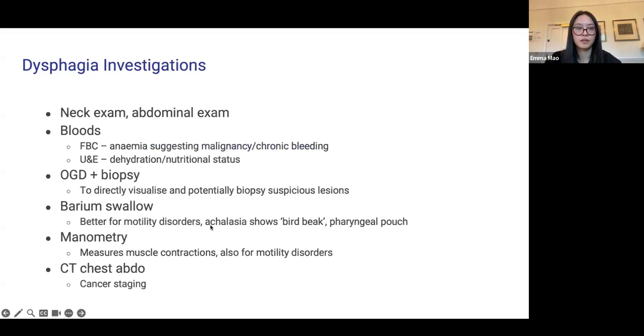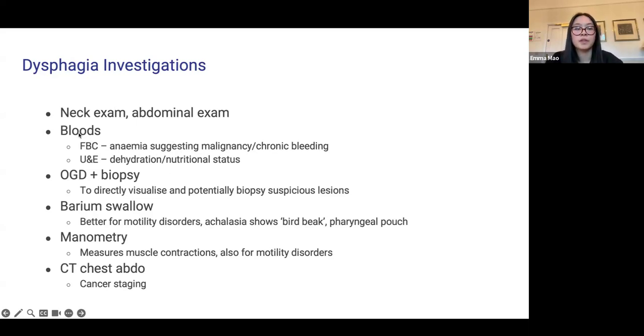Okay. So after the history, they ask you about investigations you could do. You want to move from the bedside to gradually further away. At the bedside, you can do a neck exam, an abdo exam, and you can look in their mouth.